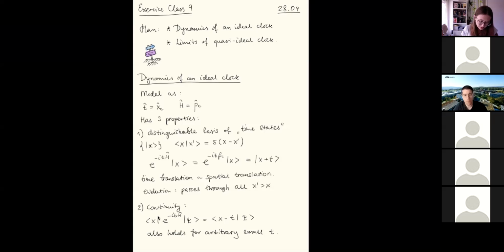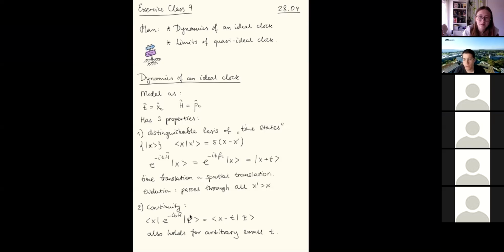Excuse me, I have a question. I don't see exactly how this property is any different from the one we've established before, because if we are already defining that this operator on x gives x plus t, then what you're writing just seems like a logical conclusion. Yeah, it is a logical conclusion from the first.